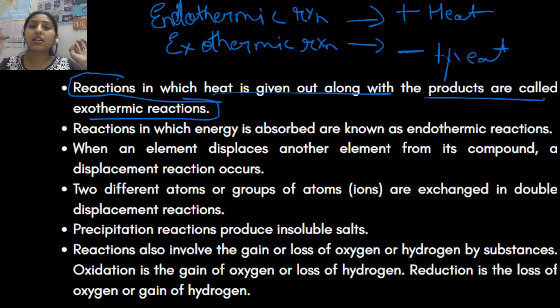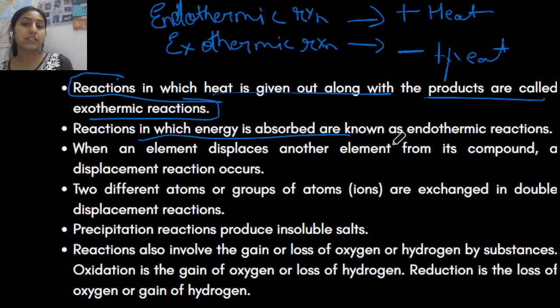So we are combusting a particular type of fuel. We are burning coal, and because we are burning coal, it results in the formation of heat. So this is a type of exothermic reaction. Then the reactions in which energy or heat is absorbed are regarded as endothermic reactions.